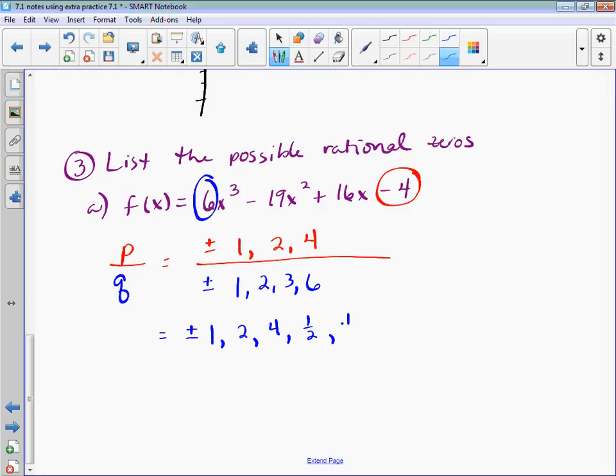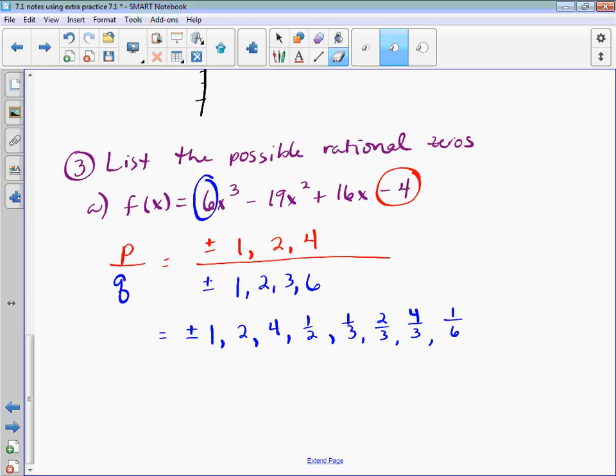1 over 3, 2 over 3, 4 over 3. Then 1 over 6. Do I need 2 over 6? No. Do I need 4 over 6? No, because that'd be 2/3. I already have those. So those are your possible rational zeros, positive or negative for everything in that list.